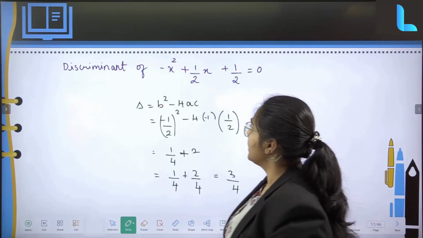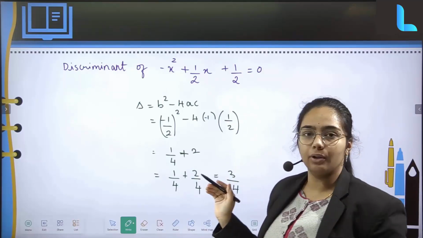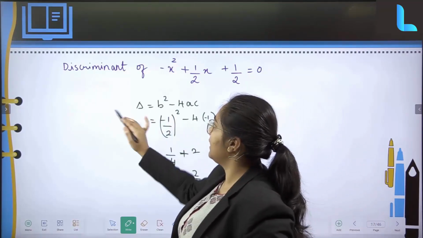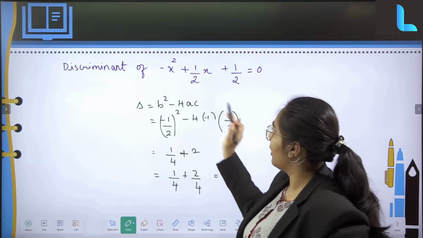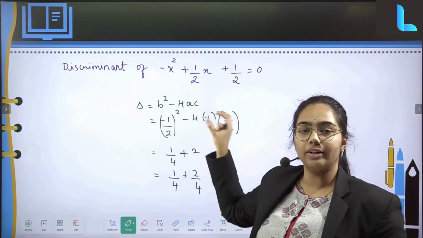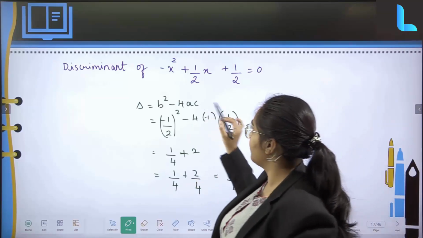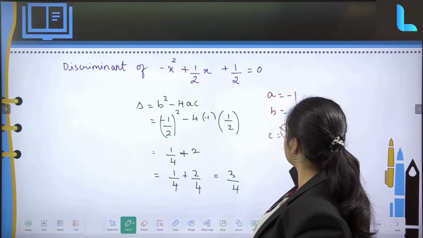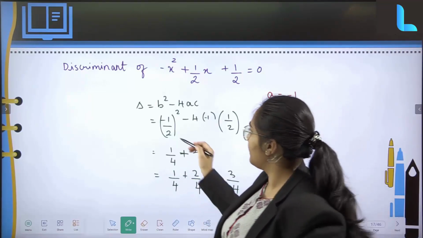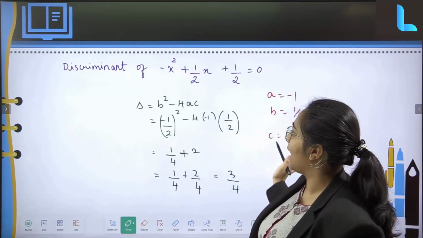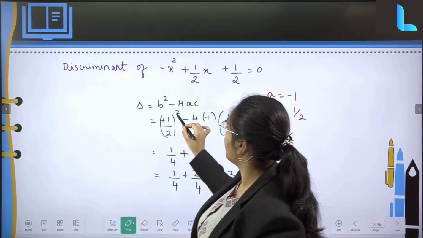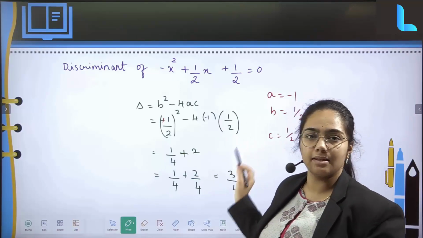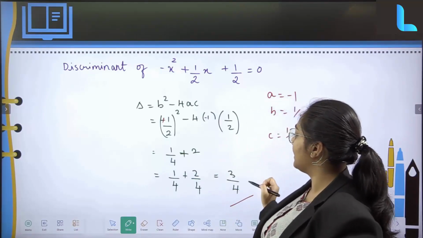Clear? Now, find the discriminant of the given equation. As I said, what is going to be the discriminant? Discriminant is going to be D is equal to b square minus 4ac. From the given equation you have to see what the values of a, b and c are. From this equation, my value of a is minus 1, b is half and c is also half. Right, so b square is going to be plus 1 upon 2 the whole square, minus 4, a is minus 1 and c is half again. So when I solve for that, I'll be getting 3 upon 4.